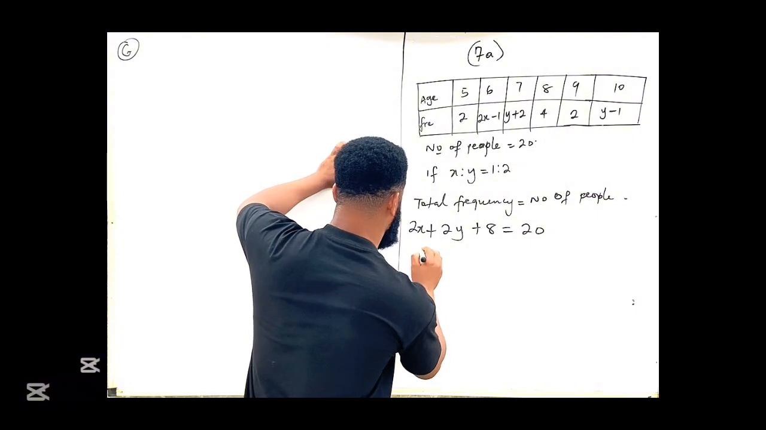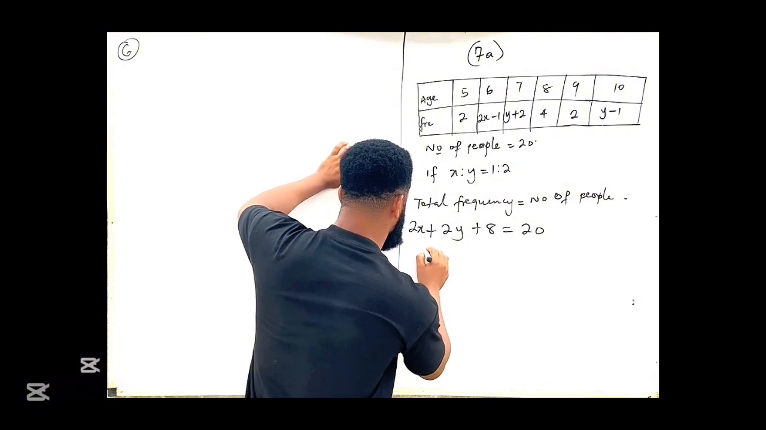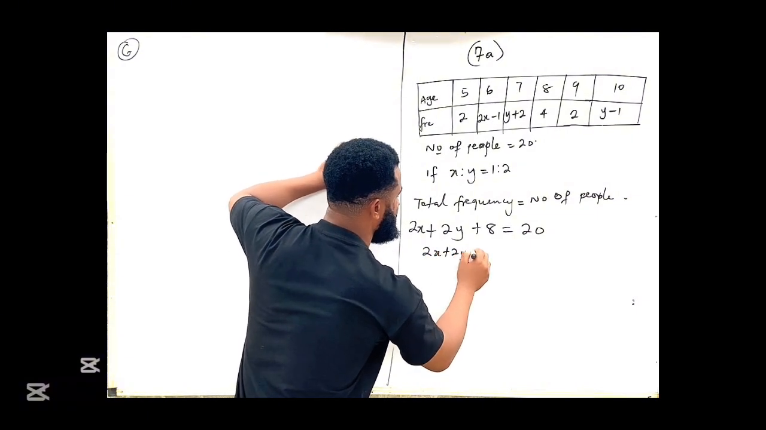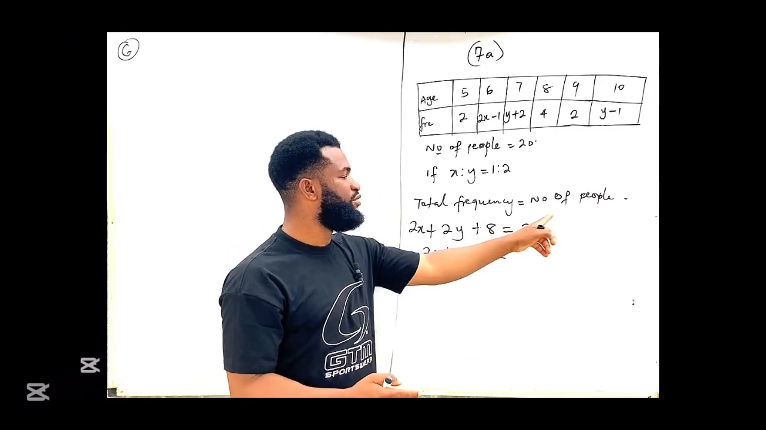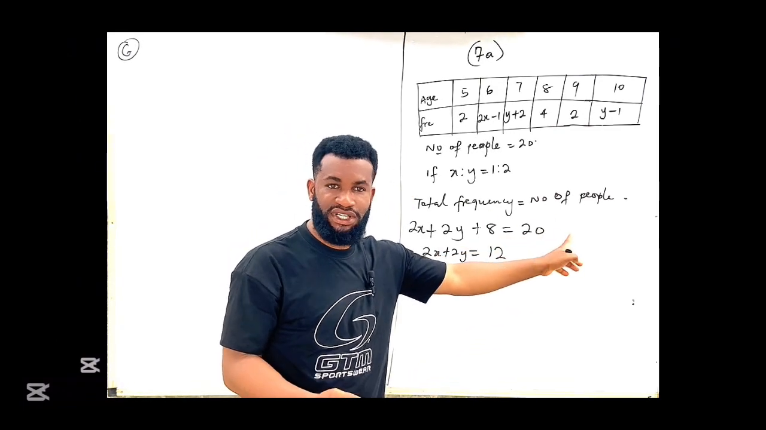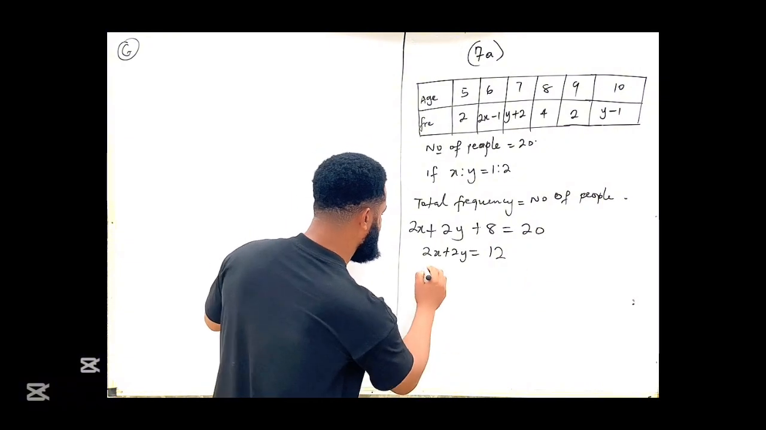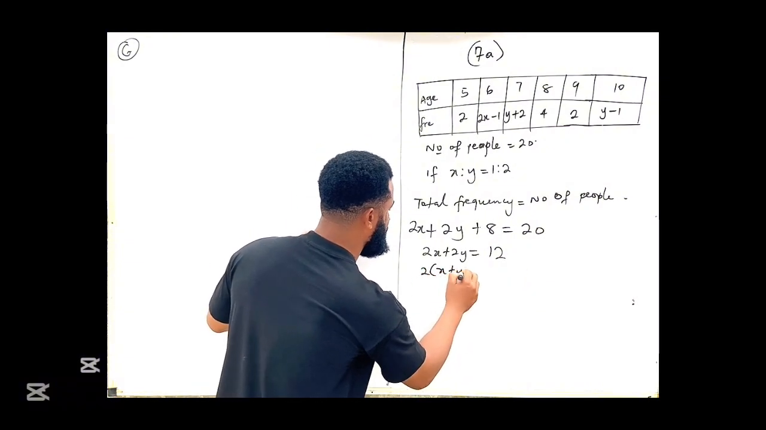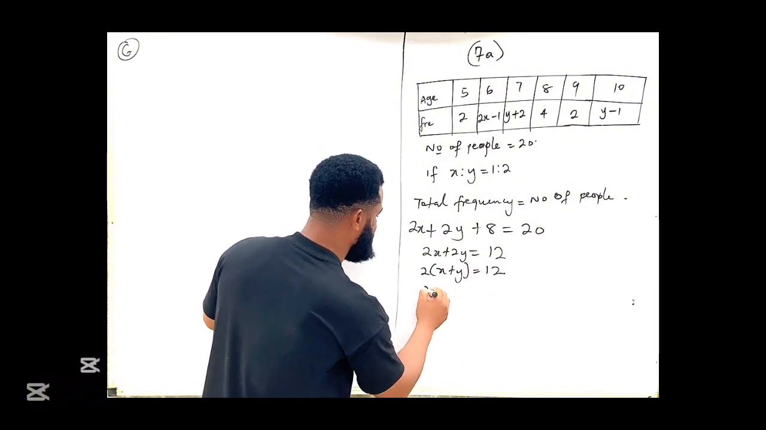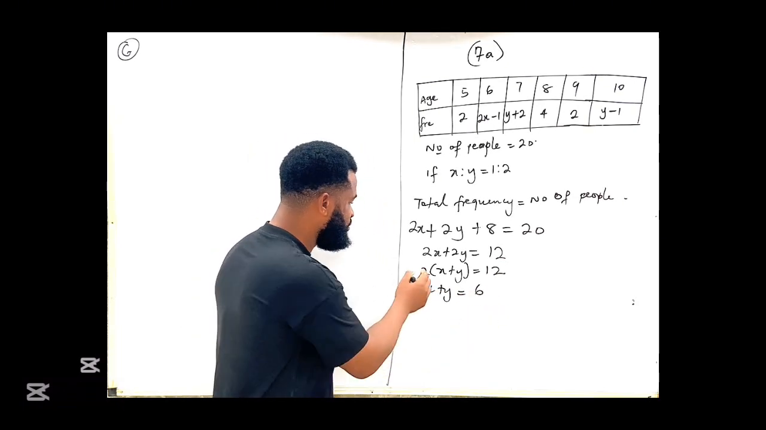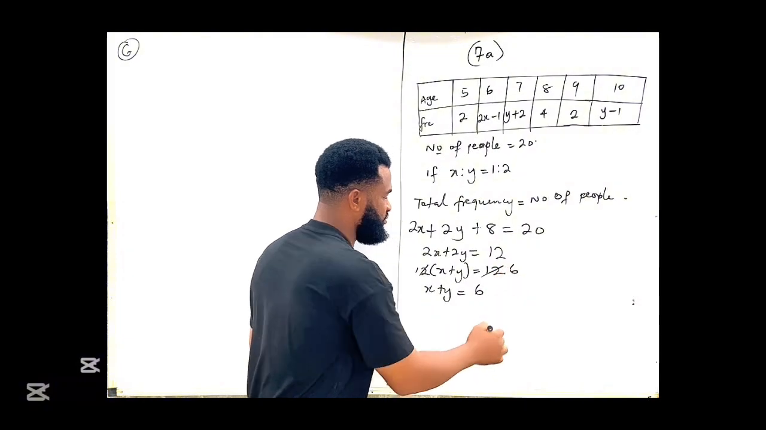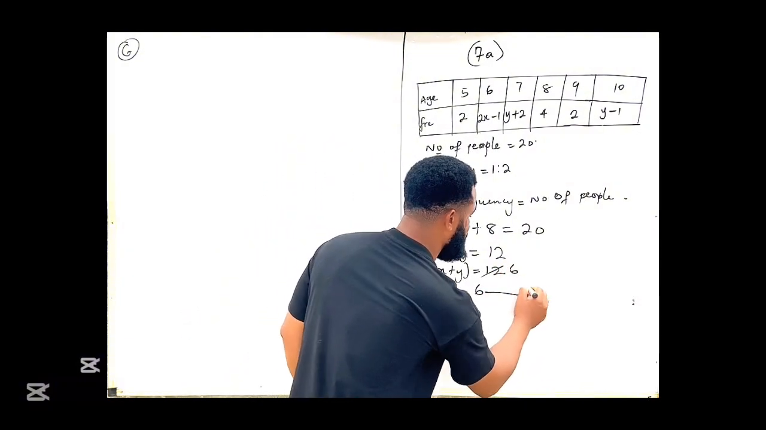So what should I do? I'm going to have that 2x plus 2y is equal to 12. I'm sure you know why. So 8 is plus here. Moving here is going to be minus. 20 minus 8 is going to be 12. So I'm going to factor 2 out. x plus y is equal to 12. Therefore, x plus y is going to give me 6. I'm sure you know what I did. 2 divided by itself is 1. 12 divided by 2 is going to be 6. So I have this equation 1.